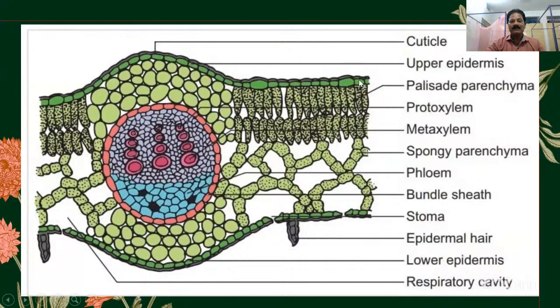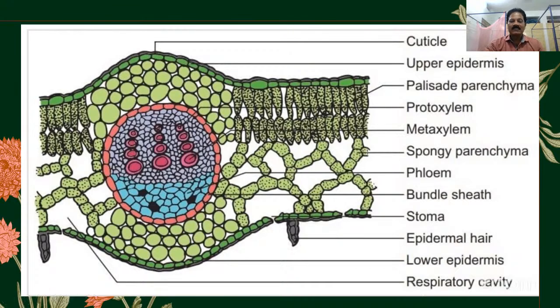In upper epidermis, the number of stomata are very less. In lower epidermis, the number of stomata are comparatively more. If one or two stomata may be there, here three or four stomata also will be seen. But at the midrib region, there are no stomata. This is the midrib region, which is the swollen part. This midrib region has no stomata.